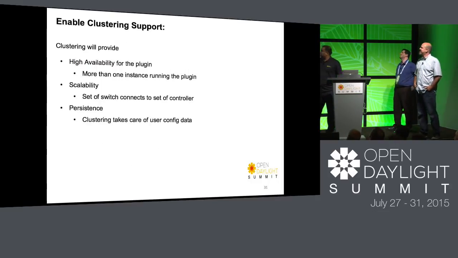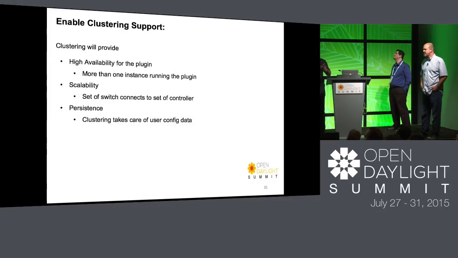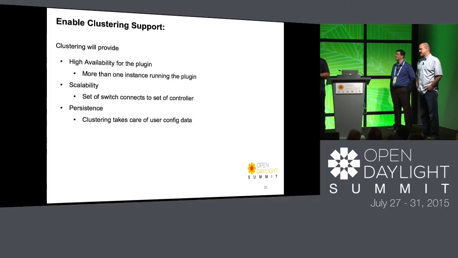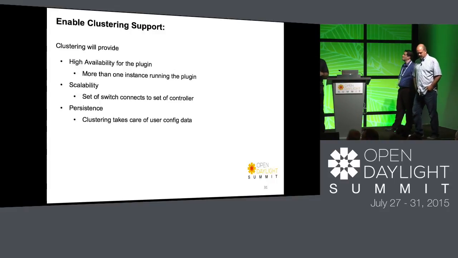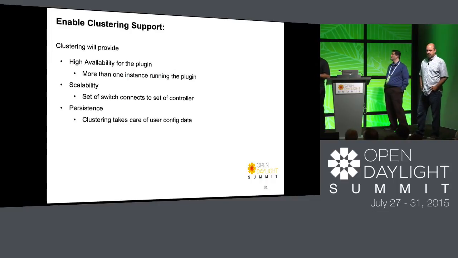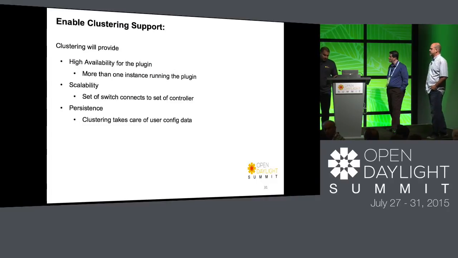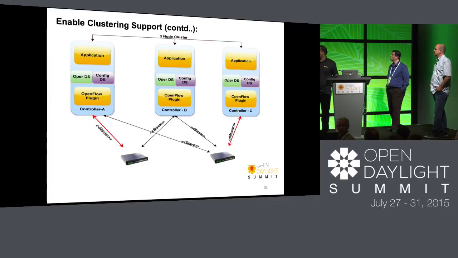Okay, so clustering support. Clustering actually will provide us 3 benefits. One is HA. So you have more than one instance of the application running, so that provides you HA. It provides you scalability in the sense that rather than connecting all the switches to one controller, you distribute your switches to different controllers. I'll show you how we are thinking of that. Clustering also provides you persistence. So any user configuration that is in a config data store gets persisted. So these are the 3 benefits which we get out of clustering. That's very critical for us to go that way.